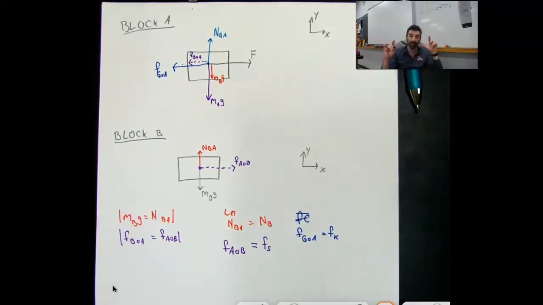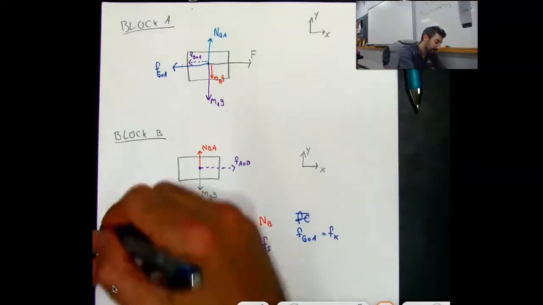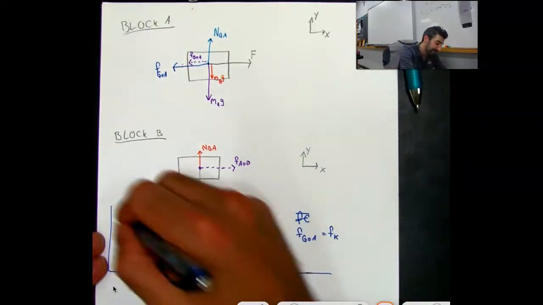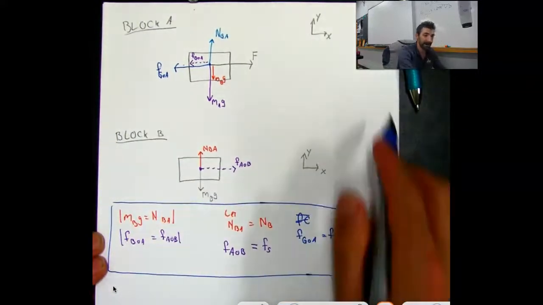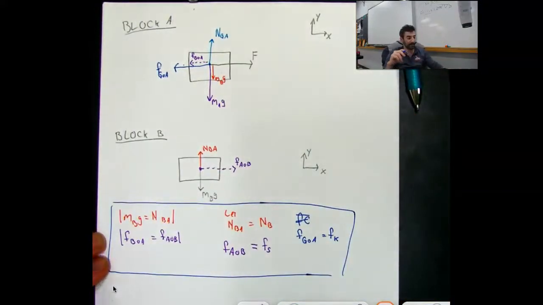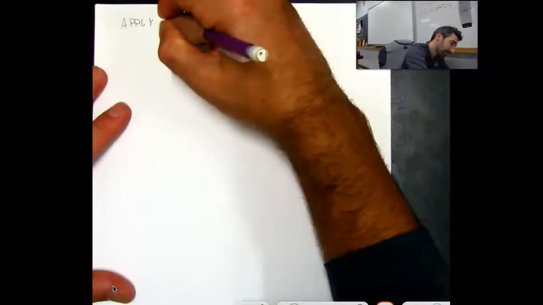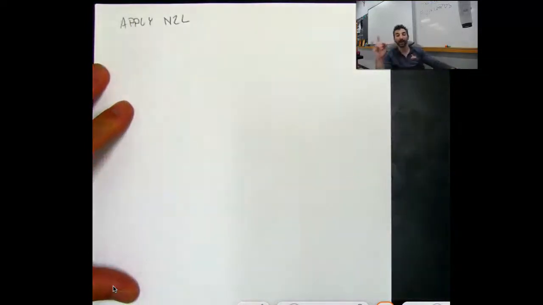And now that I know all of this, I can start to apply Newton's second law. So jot all of these things down. Keep my action-reaction pairs handy. And we are going to apply Newton's second law. I got markers or pens all over the place, right? So I'm going to apply Newton's second law to both blocks. I'm going to apply it to block A, and I'm going to apply it to block B.